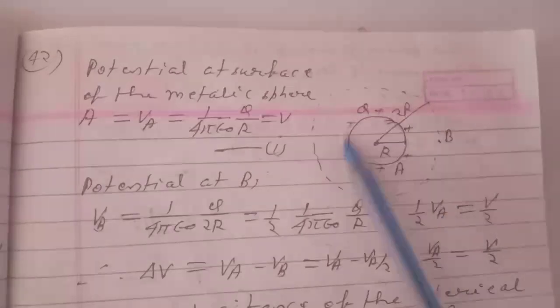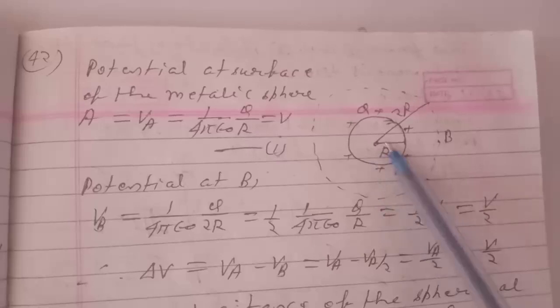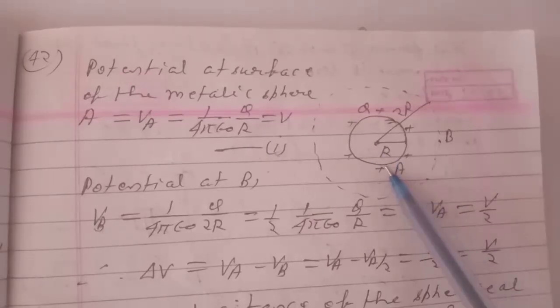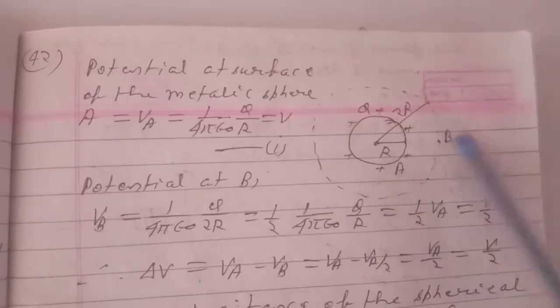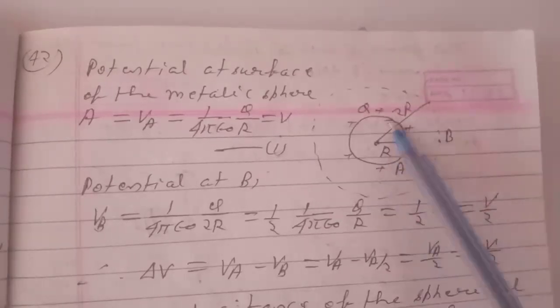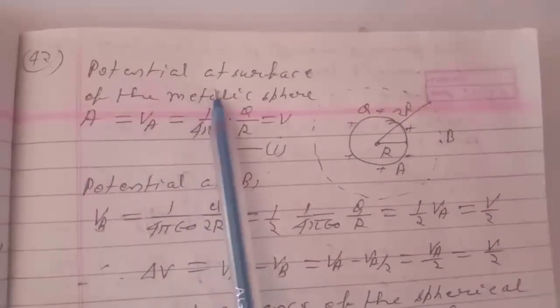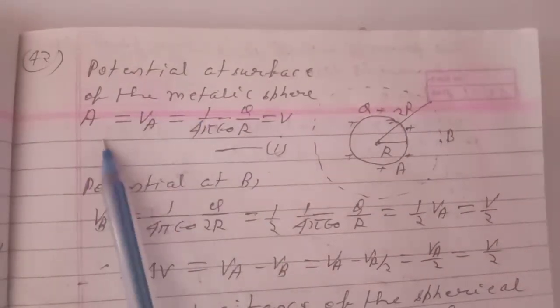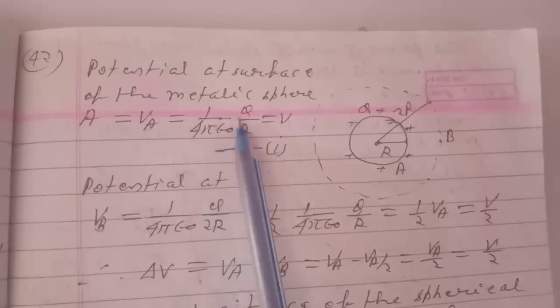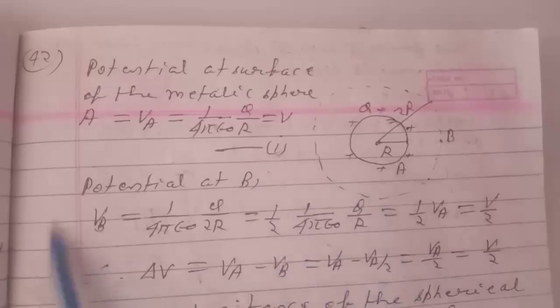Again, this is a charged metallic sphere with charge q and its radius is r. This sphere is named A and this sphere is named B. This is the imaginary sphere of radius 2r. Now potential at the surface of the metallic sphere A, we know that VA equals 1 by 4 pi epsilon naught q by r. Let this be V, equation 1.